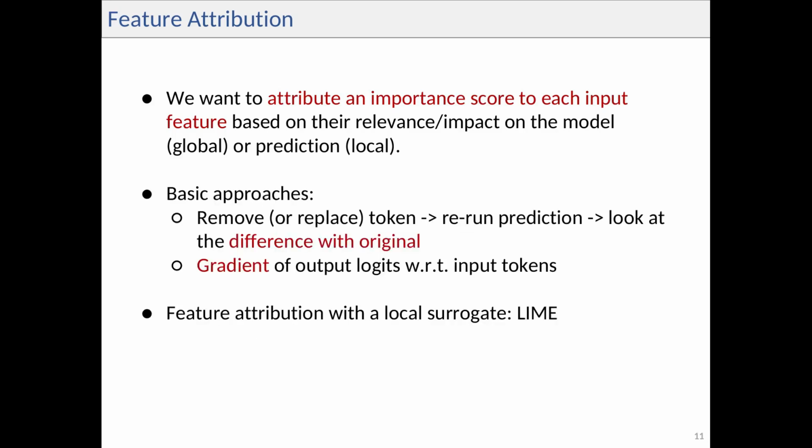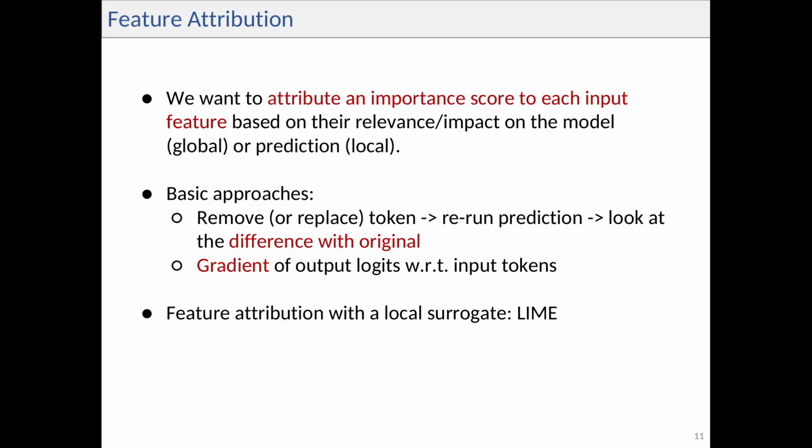And of course, it's fairly easy to do. You can already think about basic approaches: I go one token at a time, I remove or replace a token, I rerun the prediction, I look at how it changes, and then I just take the difference in output with the original. Of course, the more I see it changing, the more it means that the token I have replaced was important.